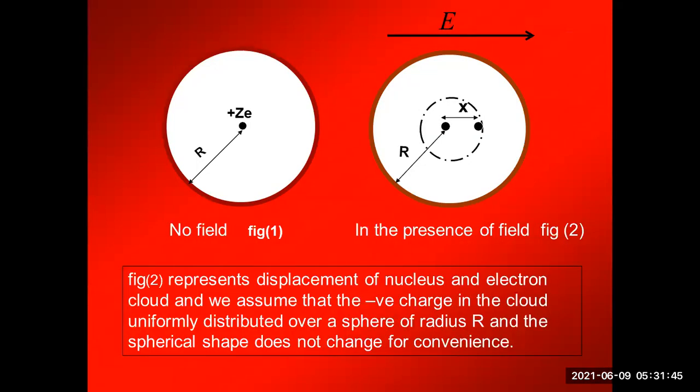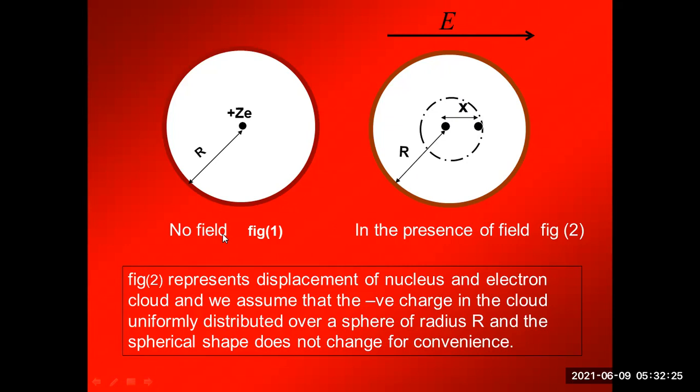Now we can imagine the atom is in the shape of a sphere, and the electron cloud is another sphere. The dielectric atom is a sphere having a radius capital R, and the electron cloud is also a sphere, with radius capital X. The small black dots you see on the schematic diagram are the nucleus and the electron cloud, which are separated when you apply the electric field. You can see this is the case in the presence of the field, and this is the case of the dielectric atom when there is no electric field.